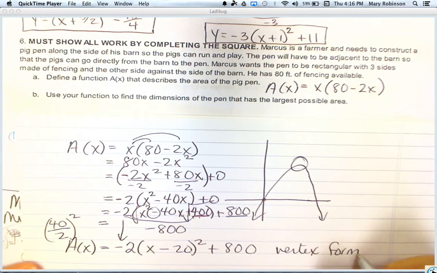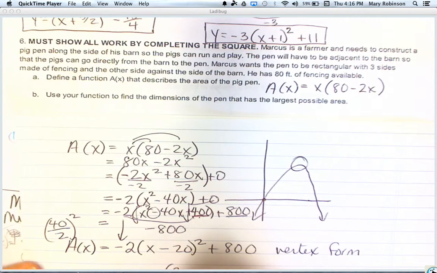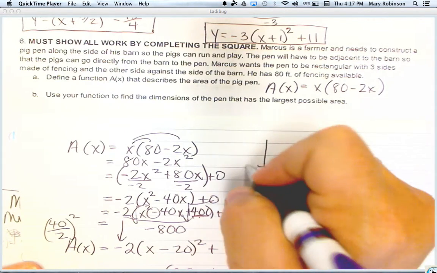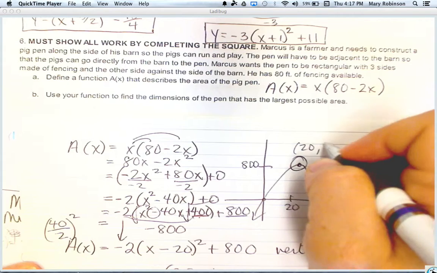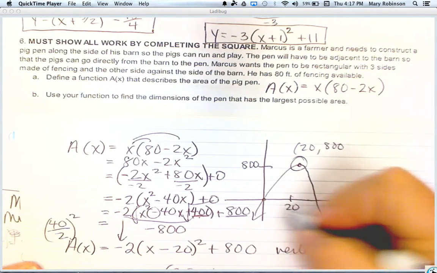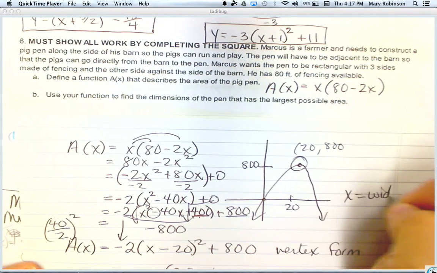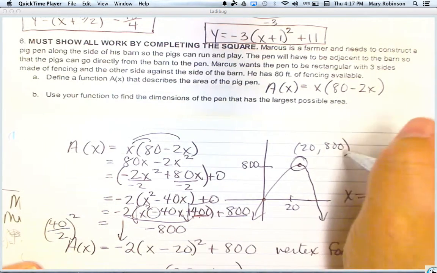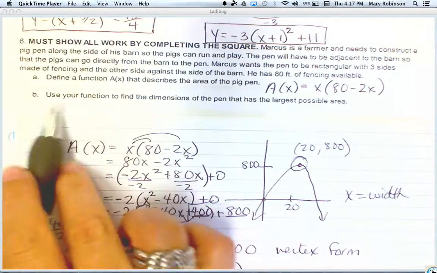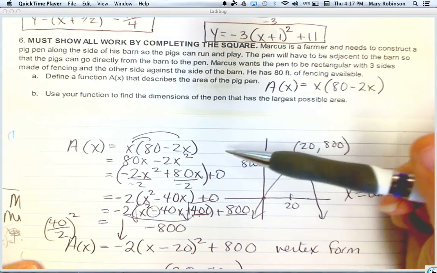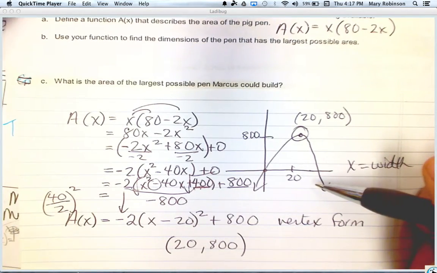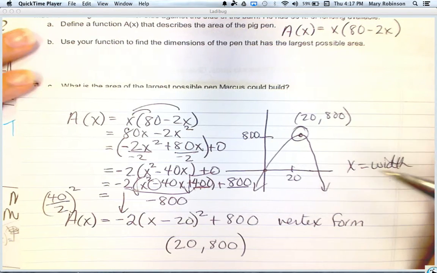Why do we want vertex form? Because we can quickly identify the vertex as 20, 800, which means this point up here would be the width, because x is our width. So x is the appropriate width to get a max area of 800. So when it says use your function to find the dimensions, I need to see all of this work here. If a visual is helpful, then feel free to draw a graph.